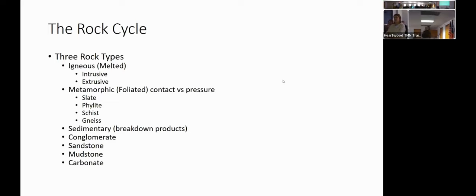Okay, and then I do have one other. This is gravel. And one of the things about sedimentary rocks is they're very full of minerals.